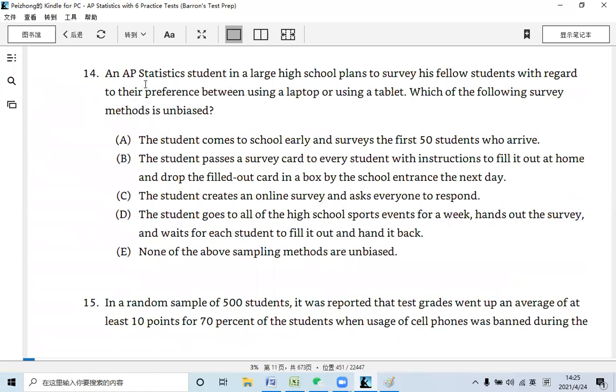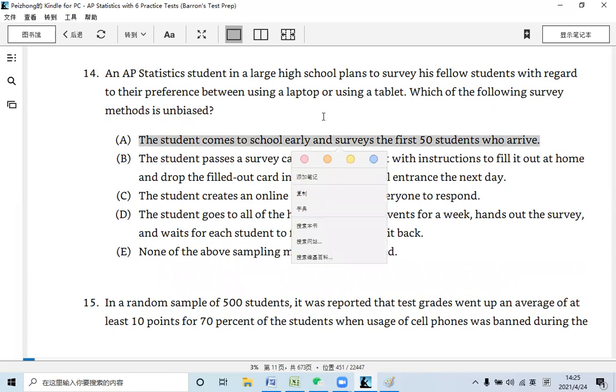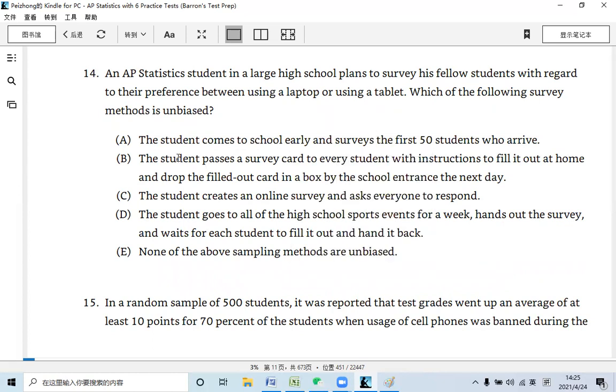Number 14. An AP statistics student at a large high school plans to survey his fellow students with regard to their preference between using a laptop versus a tablet. Which of the following survey methods is unbiased? A, students come to school early, survey the first 50 students who arrive. No, this one's not good. This one's a convenience sample, not really the best.